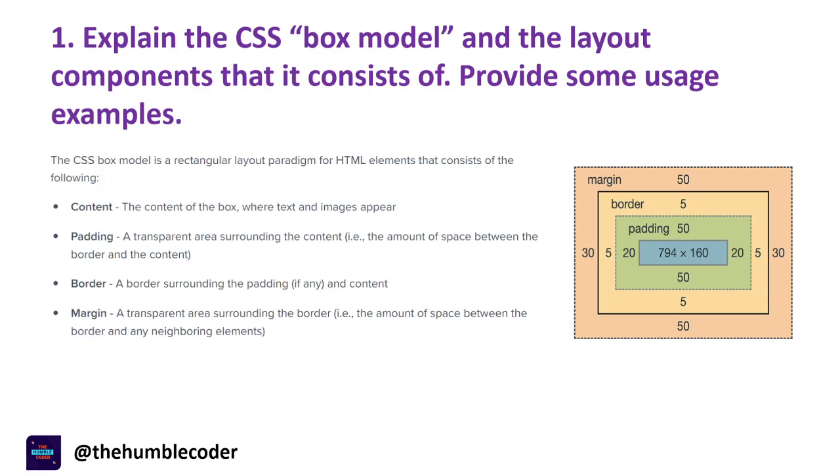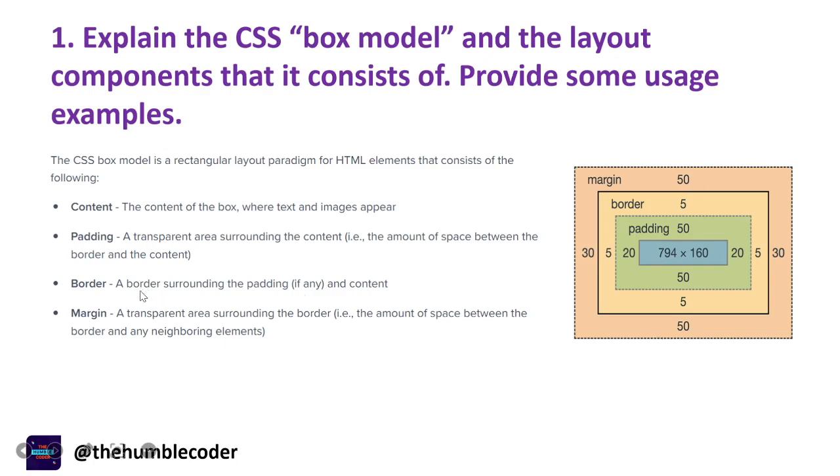So the box model is a rectangular layout paradigm for HTML elements that consists of the following. The first one, the innermost, is the content of the box where text and images appear. So this part where 794x160 is given, this is your content part. Then above the content comes the padding, a transparent area surrounding the content. For example, the amount of space between the border and the content. So you can see this is the space between the border and the content. So padding is the space between the border and the content.